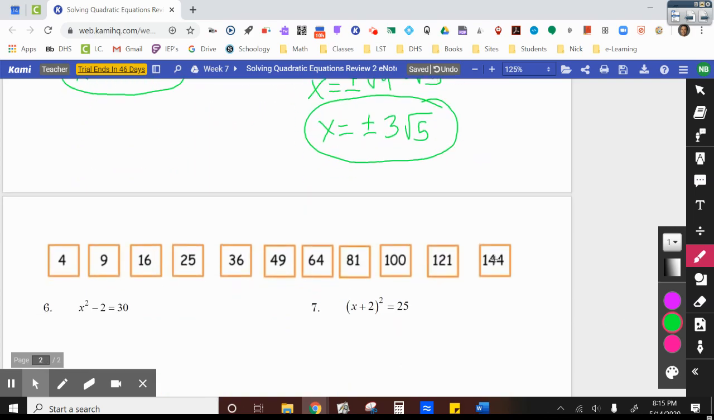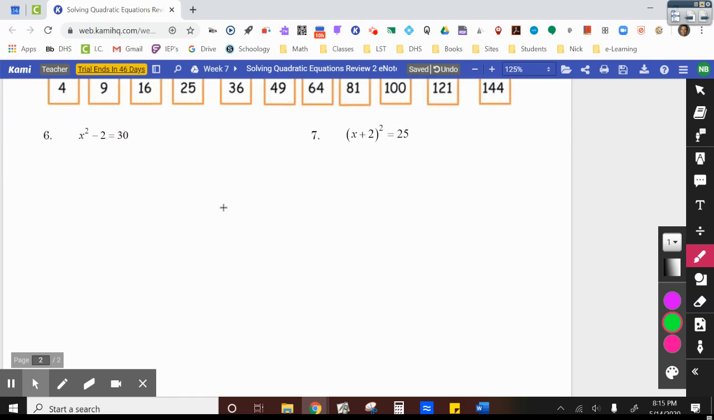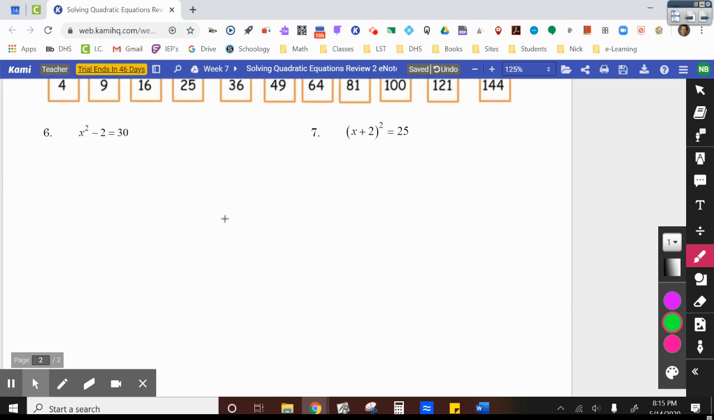Awesome. All right, let's do a couple more. Right, again, here's those perfect square numbers. These are the numbers that I need to break my radicals up into. All right, so number 6 says x squared minus 2 is equal to 30. All right, so again, to isolate my quadratic term, I have to add 2 to both sides first. So here we get x squared is equal to 32.